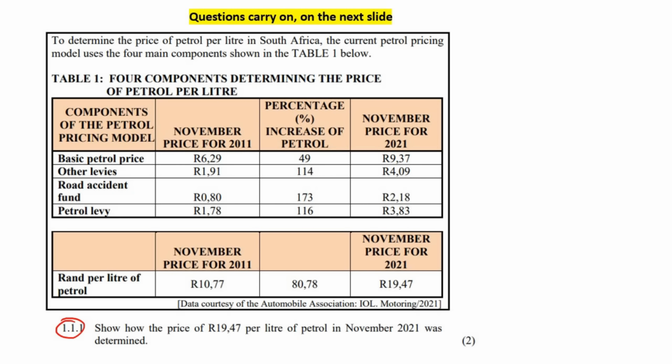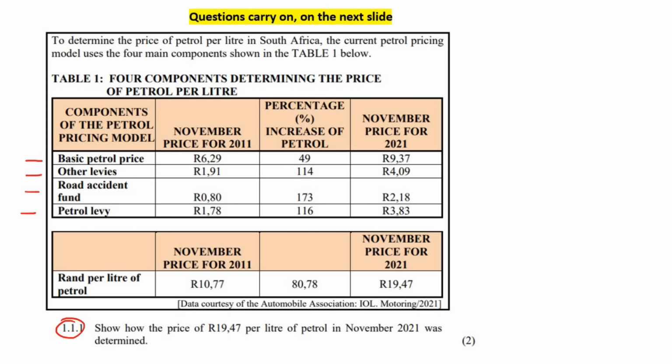It says that to determine the price of petrol per litre in South Africa, the current petrol pricing model uses 4 main components shown in the table below. Okay, and then it's got the 4 different components, such as the basic, the levies, the road accident fund, and the petrol levy. Okay, let's just see what else we have here. Let's just go straight to the question.